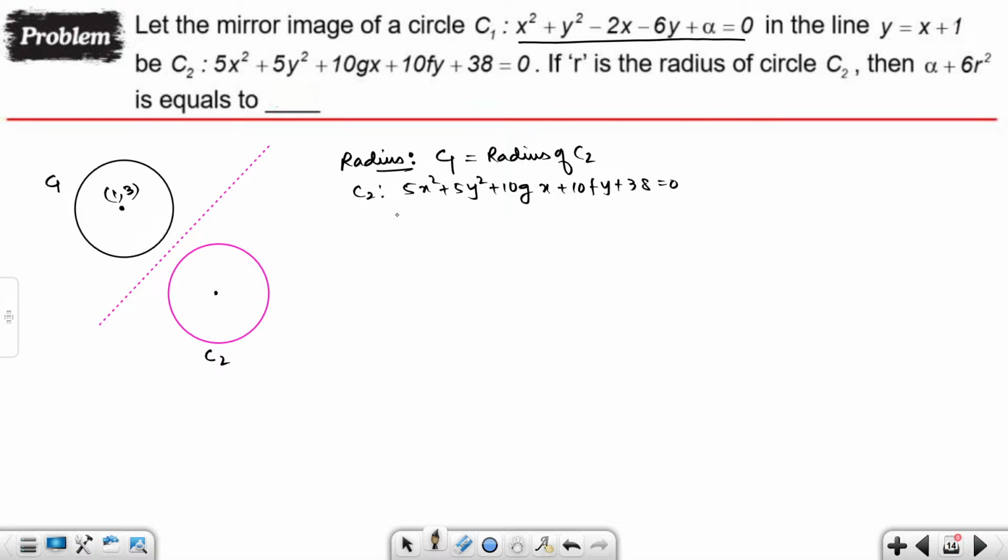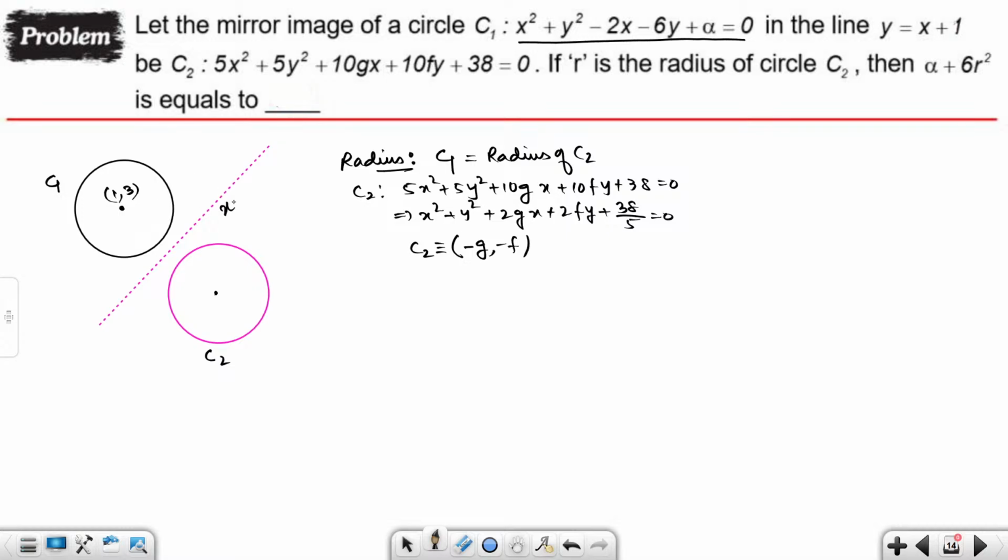So I will divide by 5. Yes. So what is its center? It's minus G minus F. That is, center of C2 is minus G minus F. Clear? Is it clear to all? Okay.